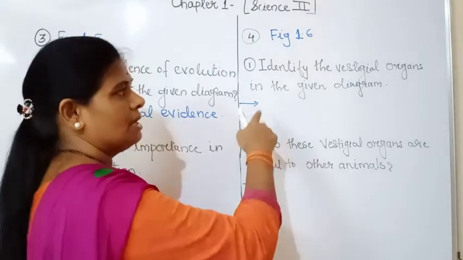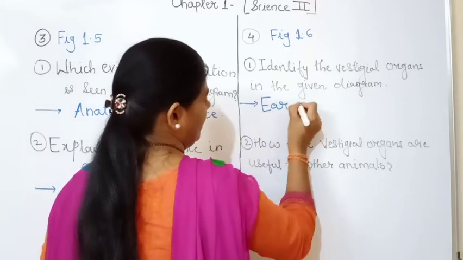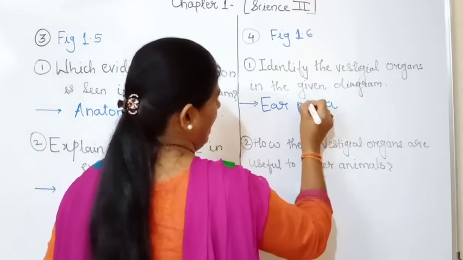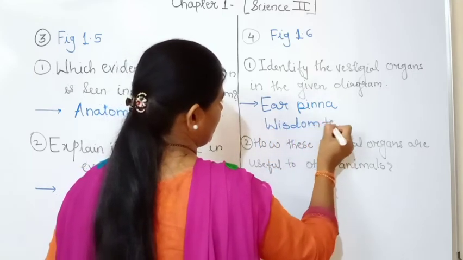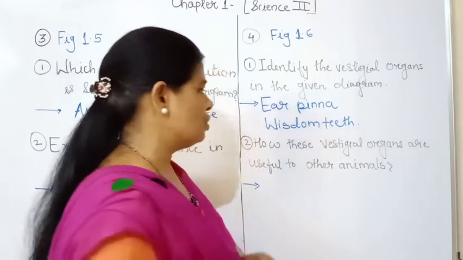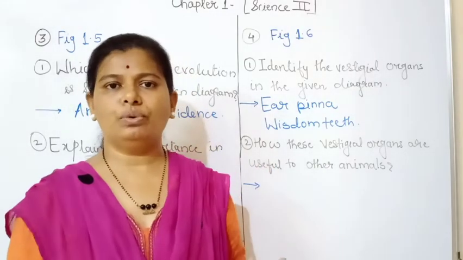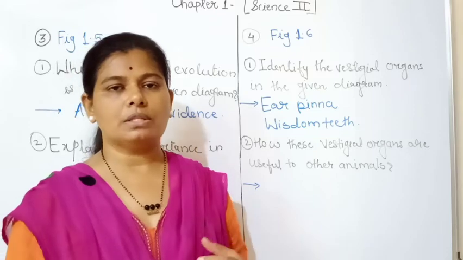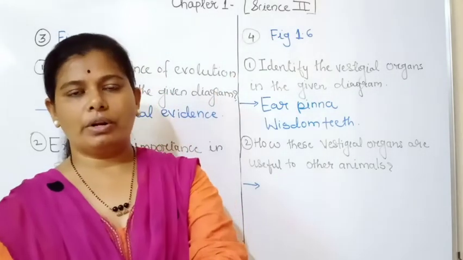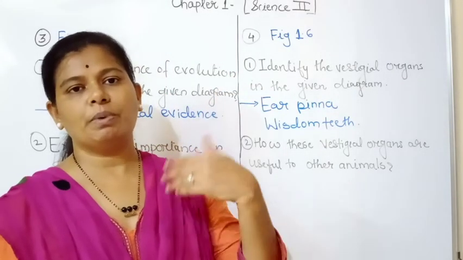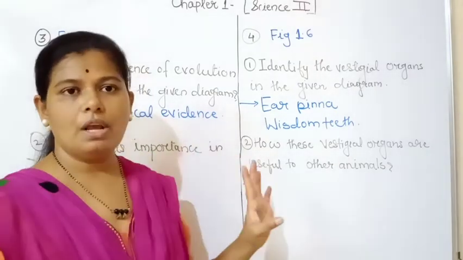So the first question is, you have to identify the vestigial organ. Which is the vestigial organ given in the diagram? That is the ear pinna, and second is the wisdom teeth. Next question is, how are these vestigial organs useful to other animals? As all of you know, some organs in our body are useful to human beings but useless for other organisms, and some are useless for human beings but useful to other animals. Such organs are called vestigial organs.